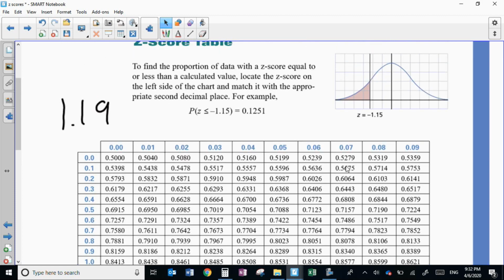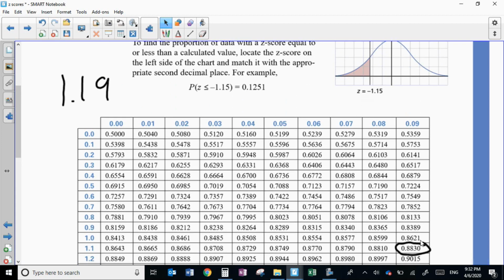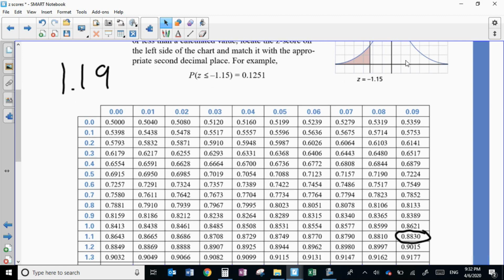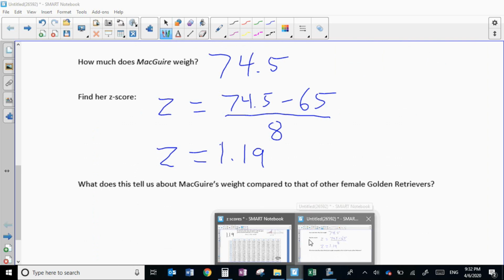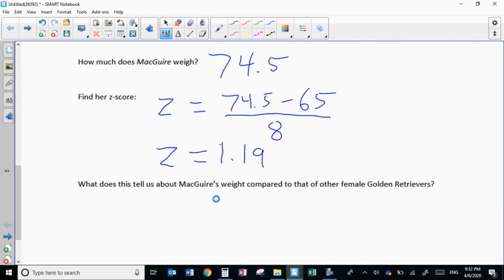Now, what does that mean? Well, if you take a look at the top, it tells you the percent or the proportion of the data that is below that particular Z-score. So as it turns out, 88.3% of the data would be less than where McGuire is on the normal distribution curve. So what we can say about McGuire is that she is in the 88.3 percentile.